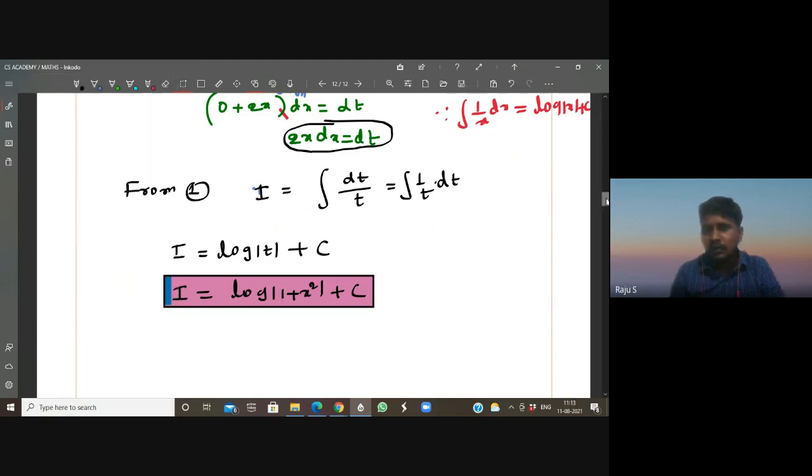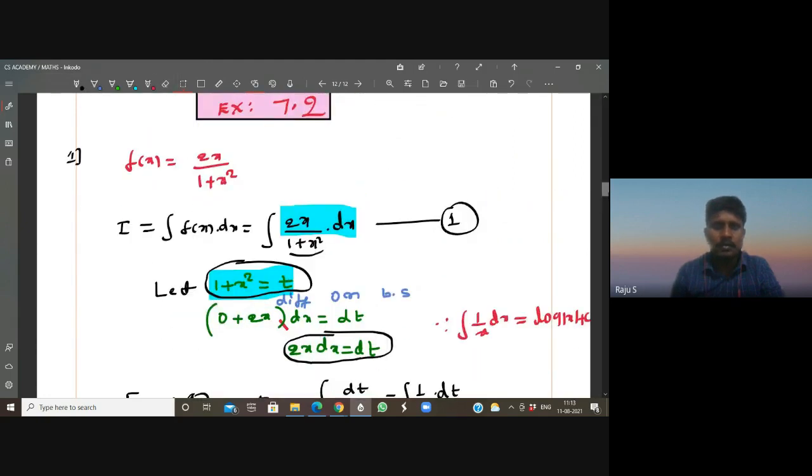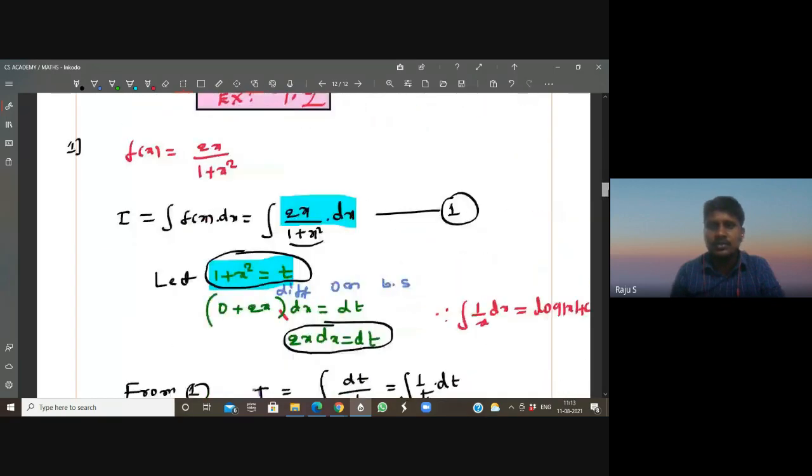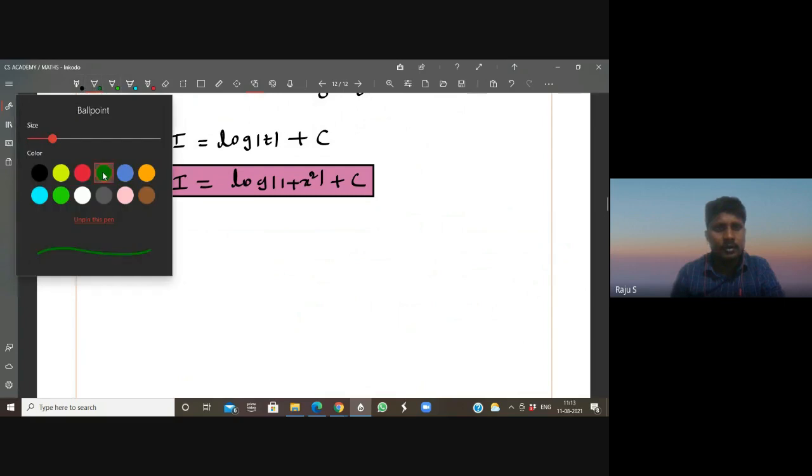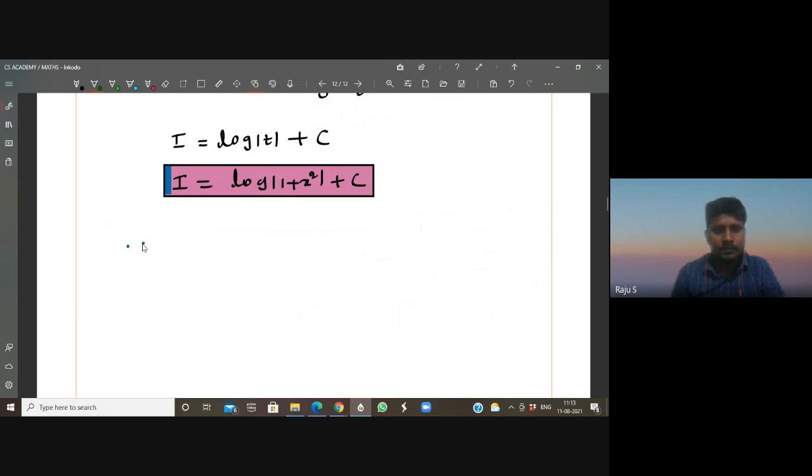So what I have done, I took the denominator 1 plus x square as t, and I told you yesterday one very, very important formula. What is that formula, students? How many of you remember? Yes. Very important formula. What is that formula, students?